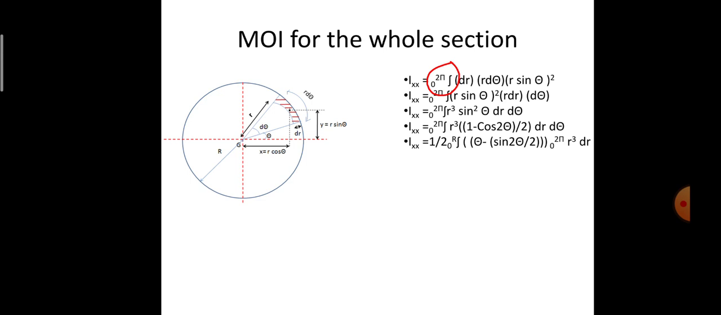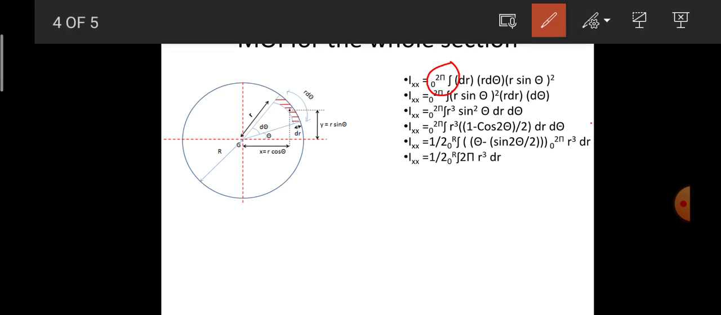Here we need to integrate two times. It is a double integration we are supposed to do, one with reference to d theta and another with reference to r. With reference to theta, the integration is theta minus sine 2 theta divided by 2 with the limits 0 to 2 pi. Again we integrate with reference to the limits 0 to r, the other variable r cube dr, which we can integrate easily. With limits 0 to r, it will be 2 pi r cube dr.